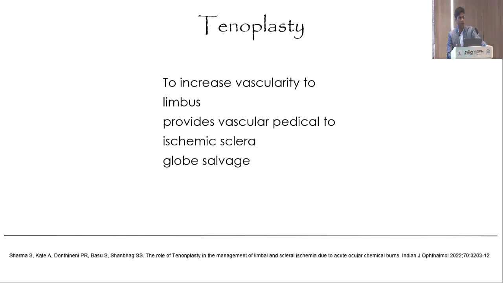One more thing is tenoplasty, which we can do; it is also called Tenon's advancement. The purpose is to increase the vascularity to the limbus, and it provides a vascular pedicle to the ischemic sclera. So basically it's globe salvaging.